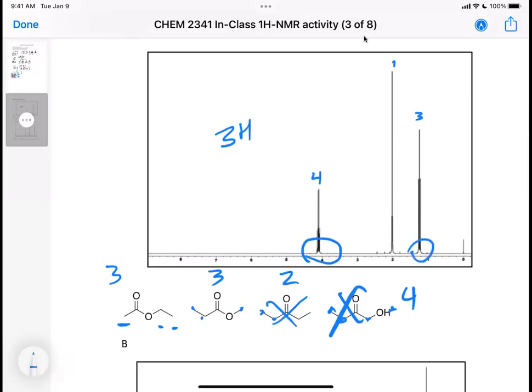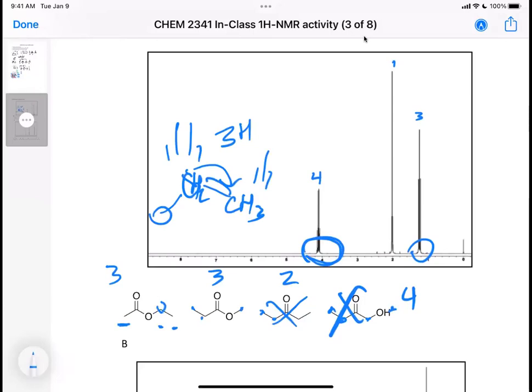Remember, this pattern of 3-4 is an ethyl group, CH3, CH2, because this one right here will give it a triplet. This one right here will give it a quartet. So this ethyl group looks like this, but not only that, the CH2 has an oxygen on it because it's way up here at 4. So it has to be the first one. This ethyl group is on the oxygen. So this CH2 is bonded directly to the oxygen. So it has to be this one.